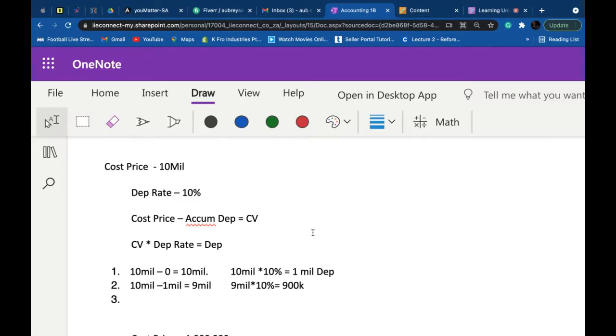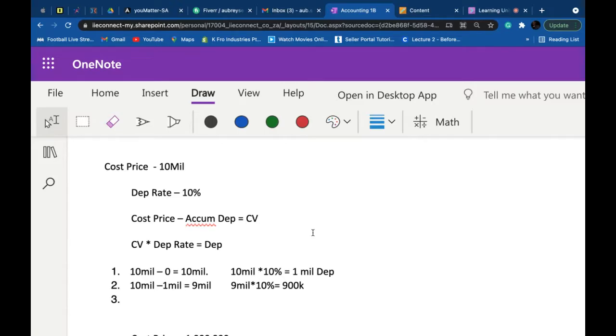And I'm sure now you can begin to see why they call it the reducing balance method. Because can you see, your depreciation actually decreases as you go along. Whereas with a straight line, it was just a million, a million, a million, a million every year until we get to 0.